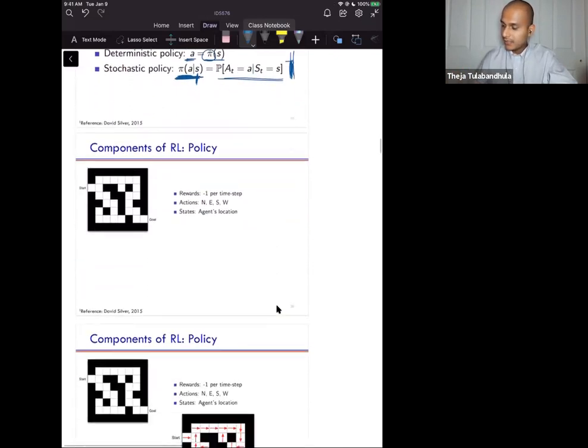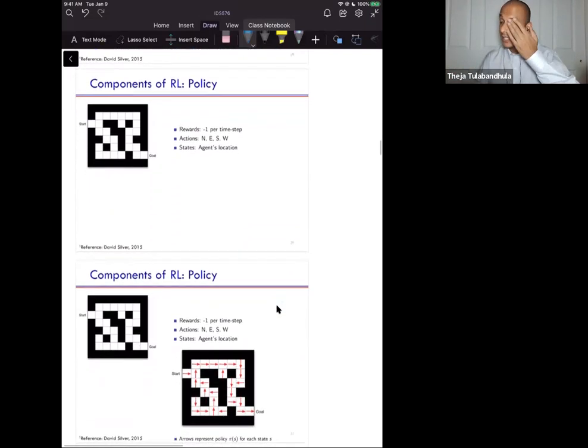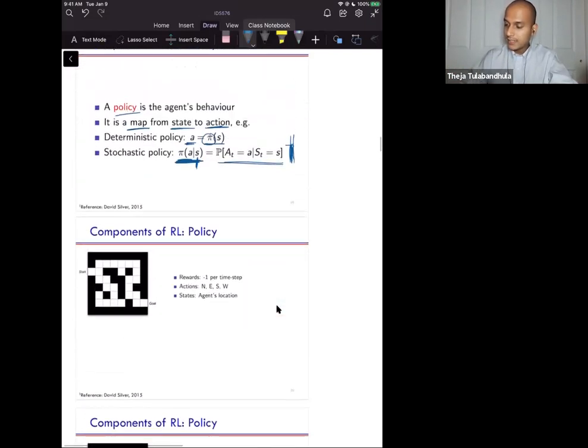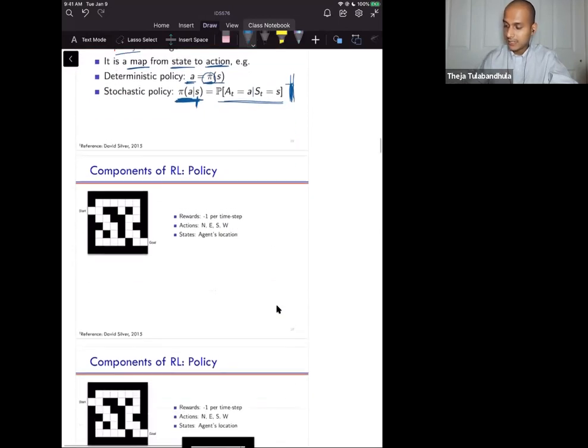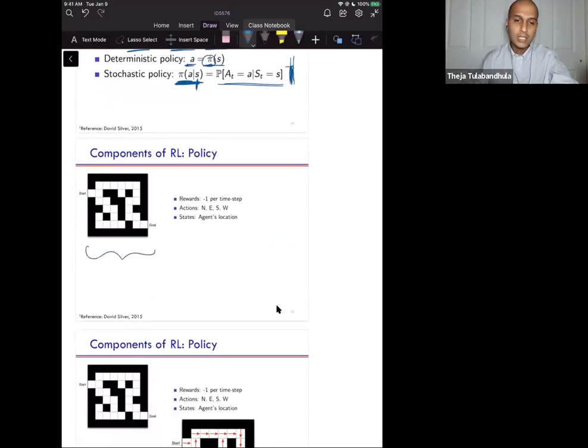Okay, let's look at, I think you already understand what a policy is. It's a mapping from state to action. So here's an example. Think of this 2D maze, basically. And here I wanted to illustrate how a policy would look. So there's a 2D maze. What are the states here? States are going to be the agent's location. Okay, so what's the goal here? The goal is to go from start to the goal or the finish in the shortest possible time.